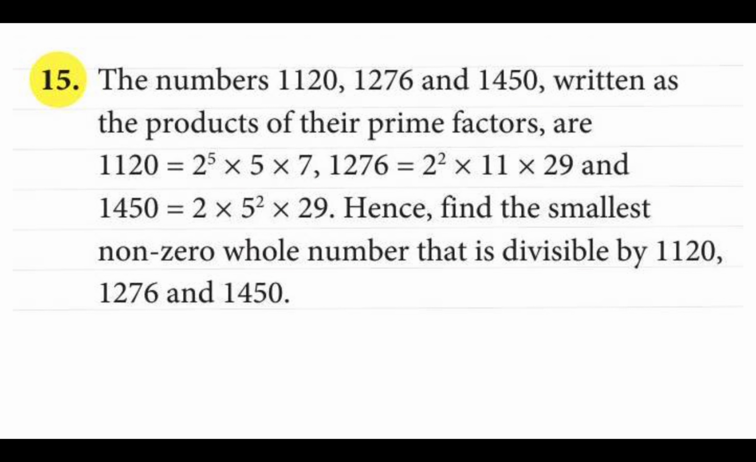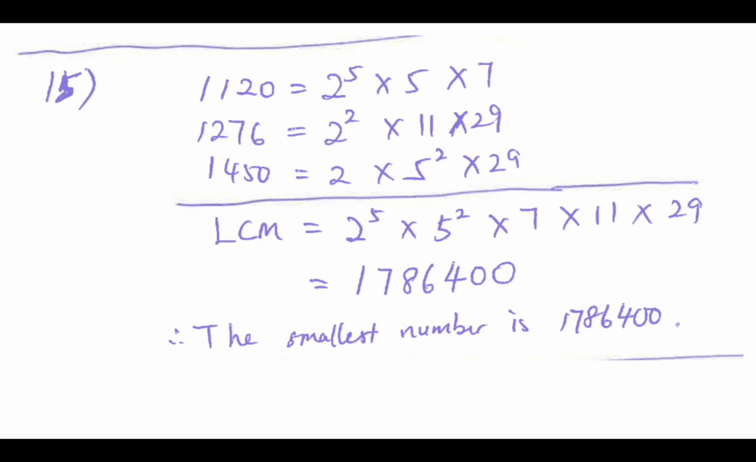Well, next question, another practice. This time round, we have the three numbers 1120, 1276, and 1450. Again, their prime factors have been given in prime factor form. So this time round, we want to find the smallest non-zero whole number that is divisible. So take note of the keyword, right? Numbers as divisible, which means that this time round, instead of trying to find the HCF, we are trying to find the LCM. So same process, but this time for LCM, we list out the numbers in this manner, compare each of the prime factors, and for LCM, we want the prime factor with the highest power.